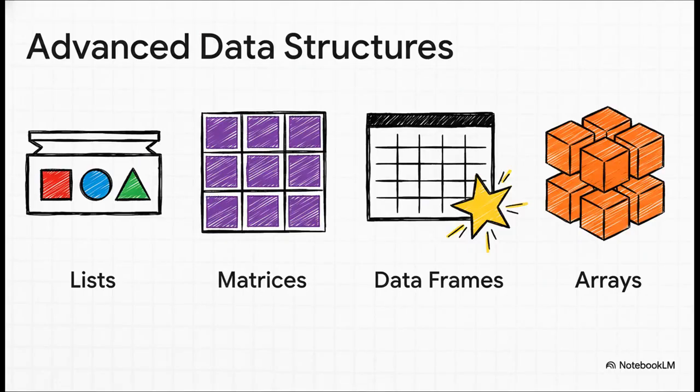Of course, there are other ways to organize your data. Lists are cool because they're flexible and can hold different data types all mixed together. A matrix is just a two-dimensional grid, like in math class, but again, everything has to be the same type. But the real superstar, the one you absolutely need to know, is the data frame. If you get a question on the exam and it looks anything like a table or a spreadsheet, your brain should immediately scream, data frame.